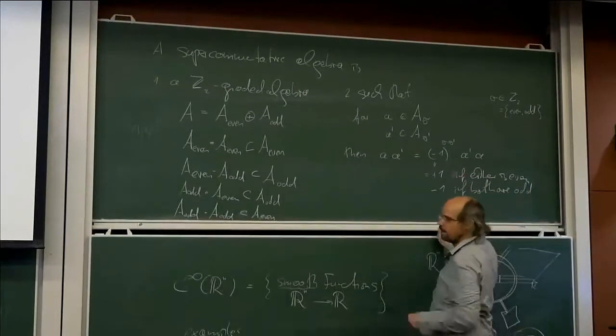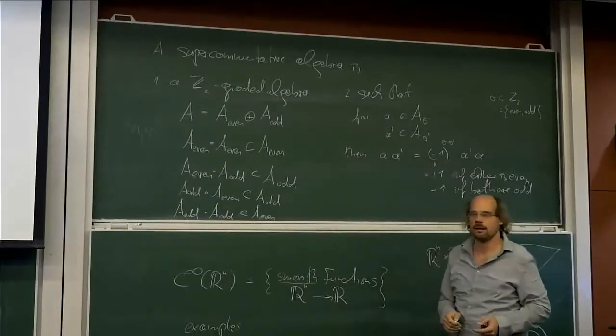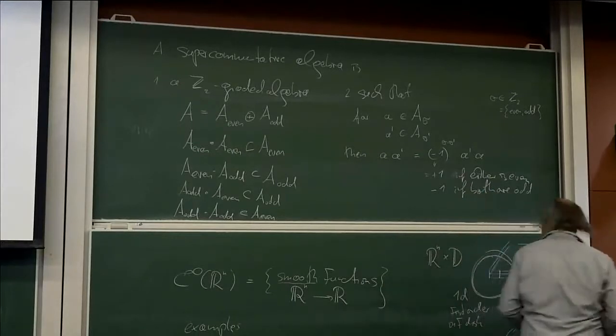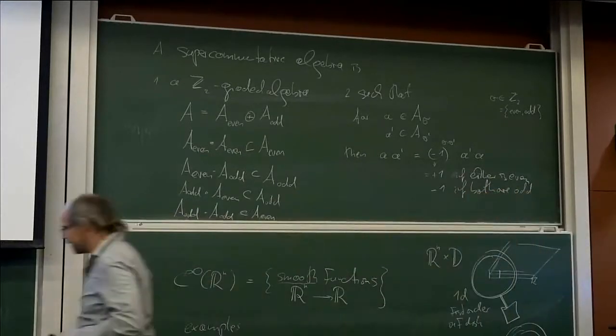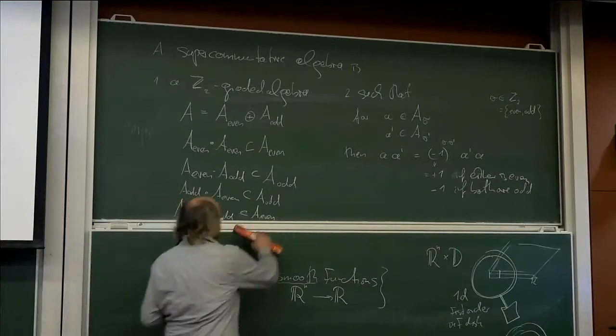Can you maybe mention a small example? Oh yeah, sorry. Thanks. Yeah, I shouldn't stop here. So the canonical example are the supercartesian spaces, of course.